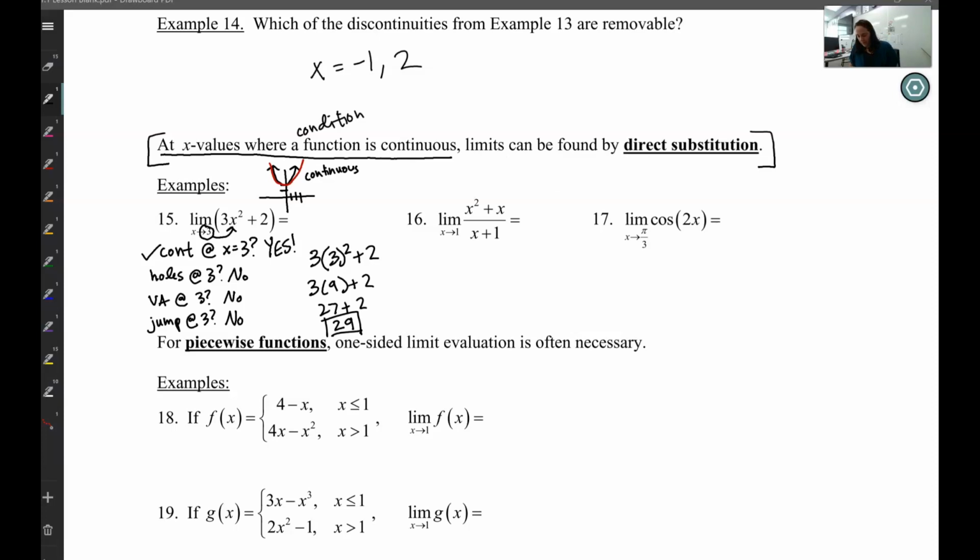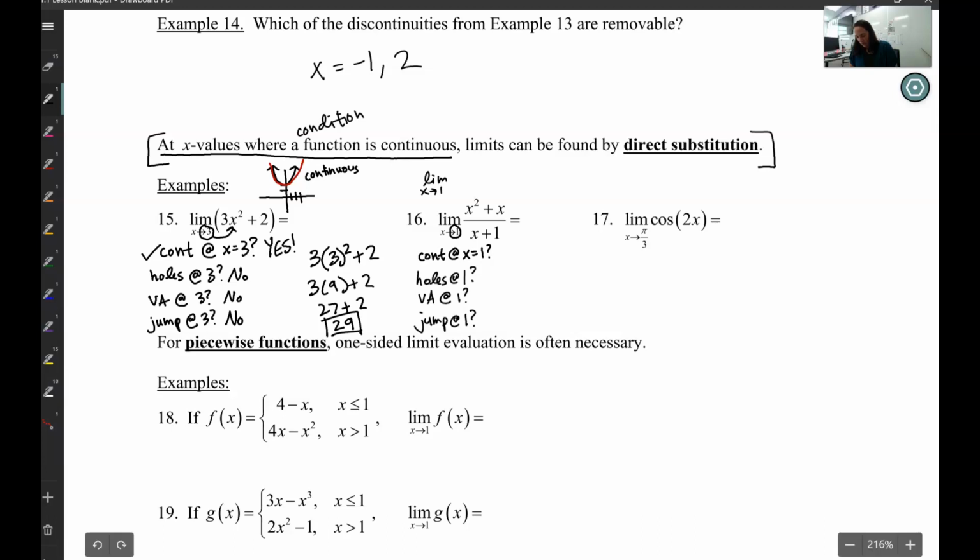We have the limit as x approaches 1. So I'm going to ask for our condition, is this continuous at x equals 1? To know that, I need to see if I have any discontinuities. So are there any holes at 1? Are there any vertical asymptotes at 1? Or are there any jumps at 1? To answer those, I need to simplify this function. So I'm going to simplify that up here.